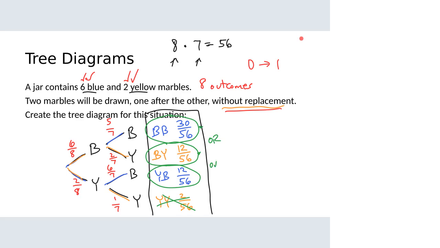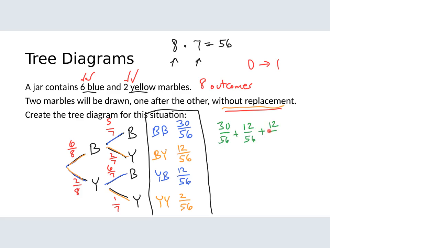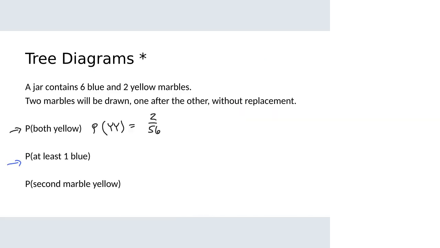So we need to add all those together. That'll be 30 over 56 plus 12 over 56 plus 12 over 56. We'll add those together and have 30, 42, 54 out of 56. Almost a certainty. Very likely that we're going to get at least one blue. The probability of at least one blue was 54 out of 56.